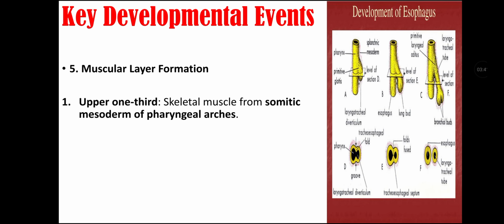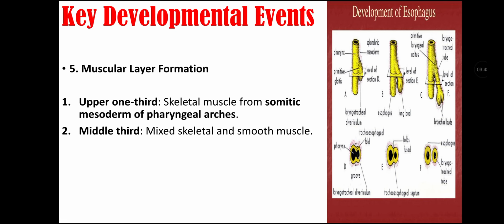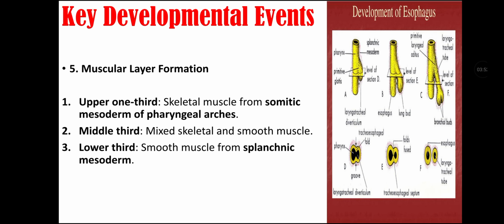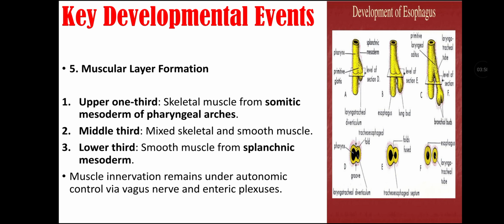The fifth event in esophagus development is muscular layer formation. In the upper one-third area, skeletal muscle from the somatic mesoderm of the pharyngeal arches is formed. In the middle third area, mixed skeletal and smooth muscles are formed, and in the lower third area, smooth muscles are formed from the splanchnic mesoderm. Muscle innervation remains under autonomic control through the vagus nerve and enteric plexus.